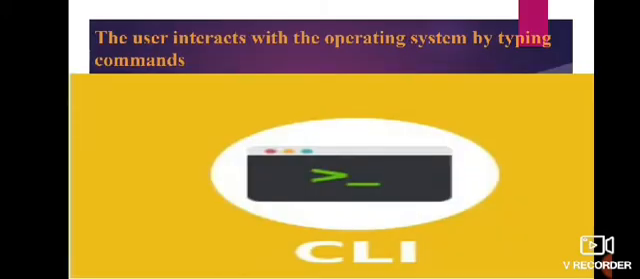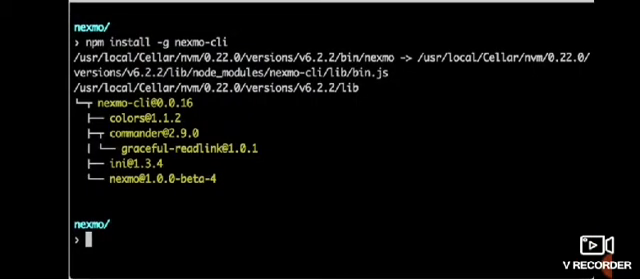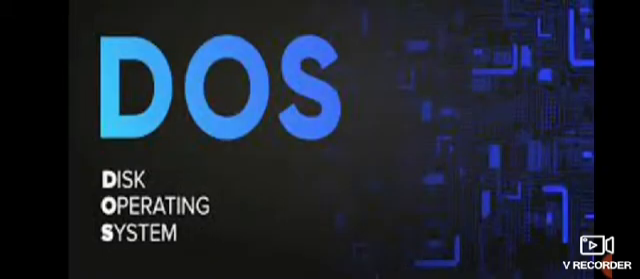Now, let's study about command line interface first. What is command line interface? The user interacts with the operating system by typing commands with the help of the keyboard. Okay, so with a command line interface, the user interacts with the operating system by typing commands like this. The pictures are given in your books as well. You can check the pictures there also. Okay, so we have to type commands to perform a specific task. And the example of command line interface is DOS, that is disk operating system.